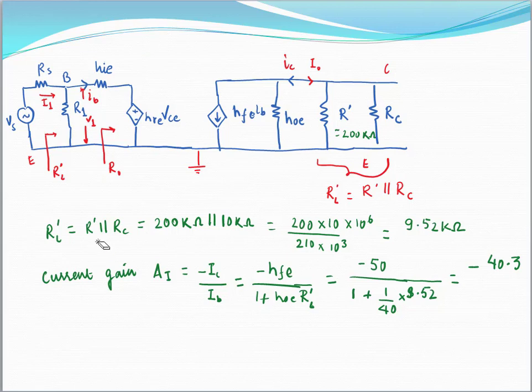So this current gain is here 40.3. Now we'll calculate the input resistance Ri first. So Ri here is HIE plus HRE AI RL dash, which is nothing but V1 by IB.